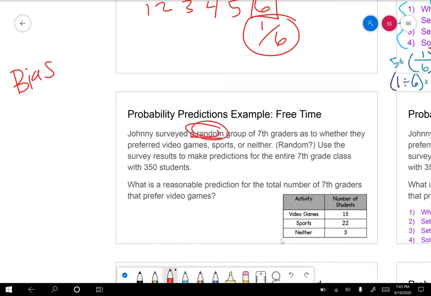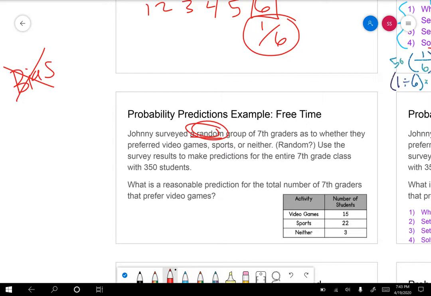So random is pretty self-explanatory. Basically, random ensures that there is no bias, right? We're gonna choose names out of a hat, something where you basically don't know who you're picking. Okay, it's random.